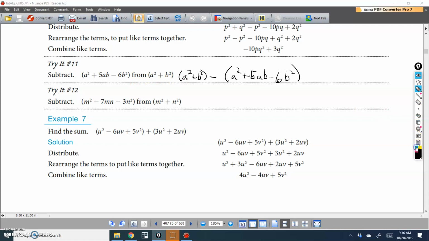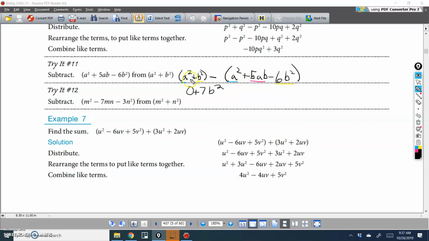So now I'm going to go through and find my like terms. Hey, there's an a squared here, there's an a squared here, there's a b squared there, there's a b squared there, but there's a 5ab there. That has nobody to play with. Okay, so let's go through and combine. So a squared minus a squared, 0. B squared minus negative 6b squared. So minus minus, so that's going to turn into a plus 7b squared.